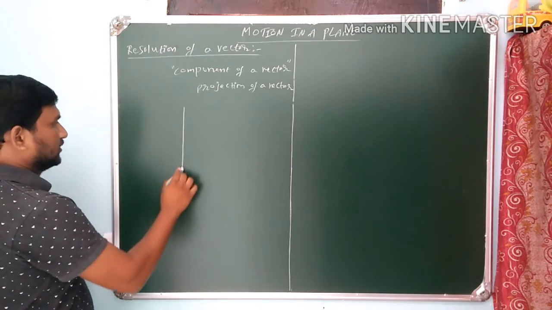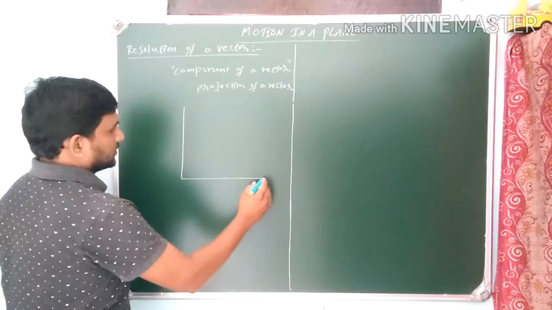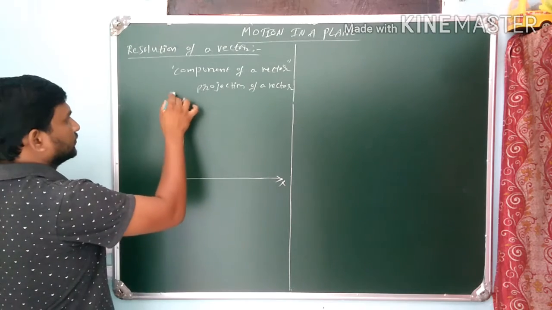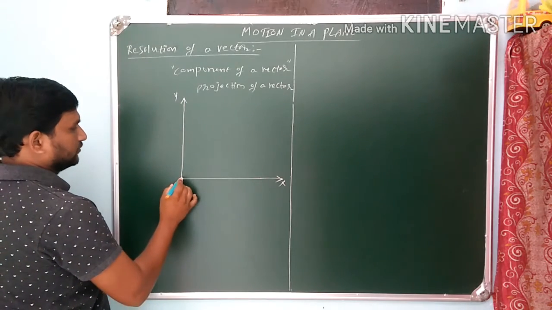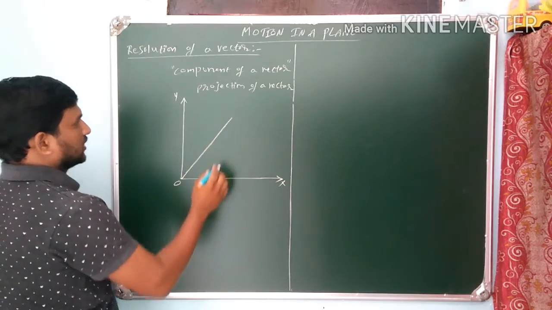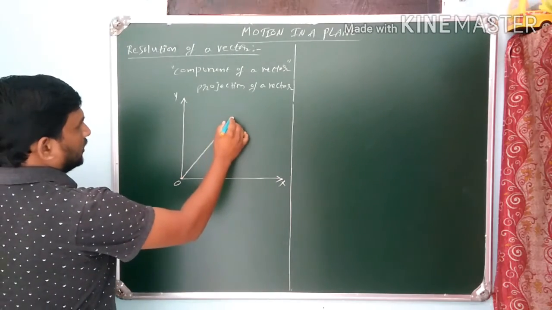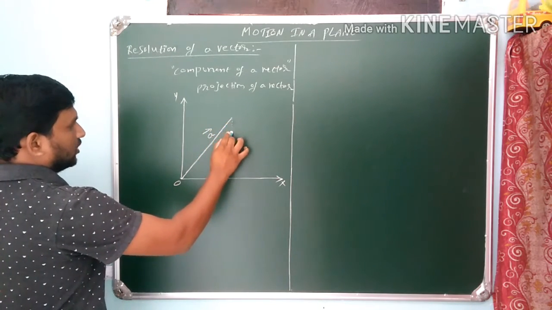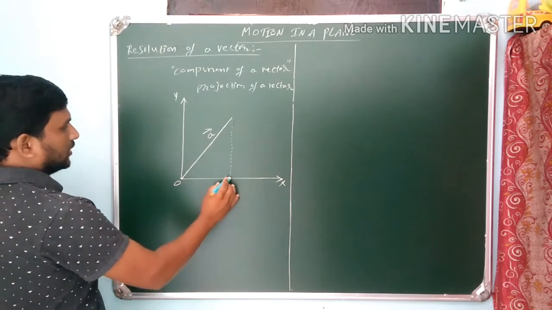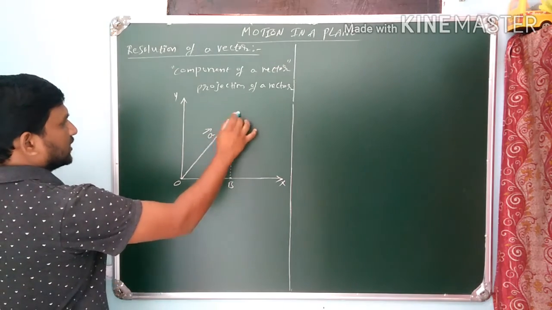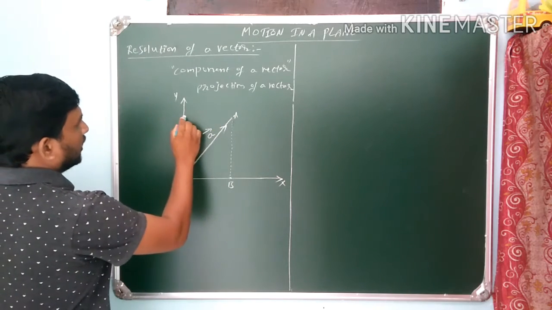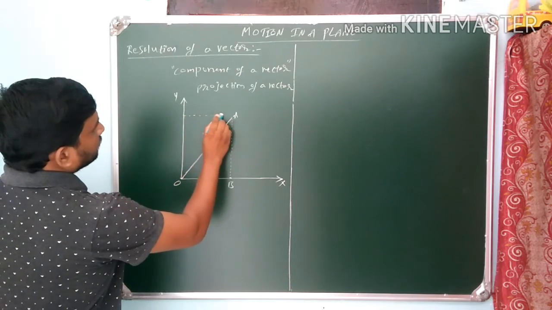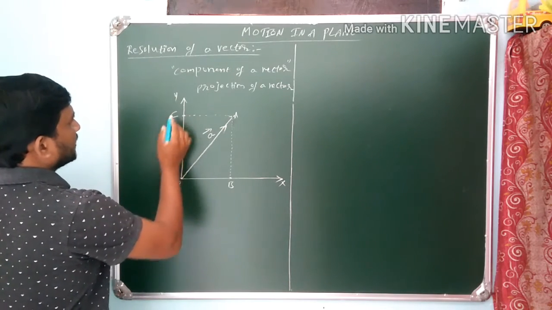Let us consider this is the x-axis and this is the y-axis. Let O be the origin. Now a vector is projected like this, and this vector is represented as A bar. Now you have to draw a perpendicular line onto OX, and it meets at a point B, and this point is taken as A. Then draw one line parallel to OX from point A. That is considered as point C.